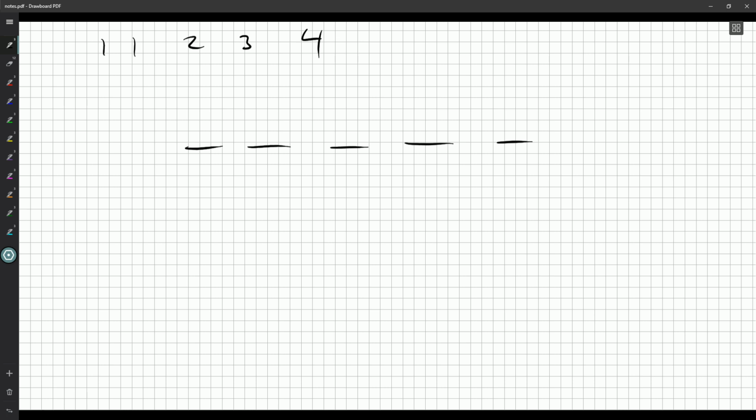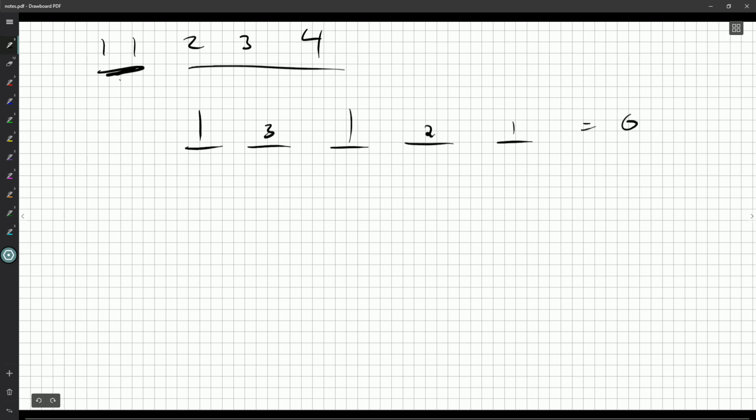Okay? So there's a couple approaches you can try. What I would do is I would focus on these ones because the ones are causing me the problems. And as soon as I've got the ones placed, well then I've got 3 choices for the number to go here. Is it going to be a 2, 3, or 4? 2 choices for this number, 1 choice for this number. So as soon as the ones are placed, there's 6 different ways to fill in the remaining numbers. Okay? And it doesn't matter how the ones are placed, as long as they're not touching, they're not side by side, we'll then get 6 ways to place the 2, 3, and 4.